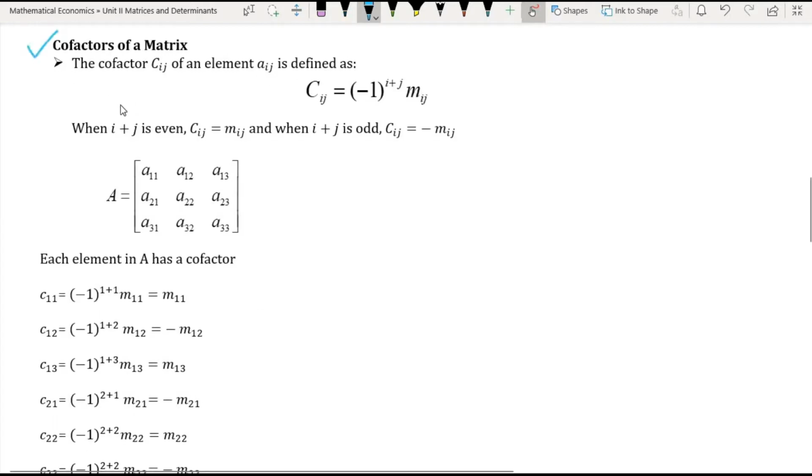Let us now discuss cofactors of a matrix. The cofactor denoted by Cij of an element Aij is defined as Cij is equal to -1 to the power i plus j times Mij. Here i is the row and j is the column in which the element Aij is present, and Mij is the minor of the element Aij. If the sum of i and j is equal to an odd number, then the cofactor of an element is equal to negative its minor.